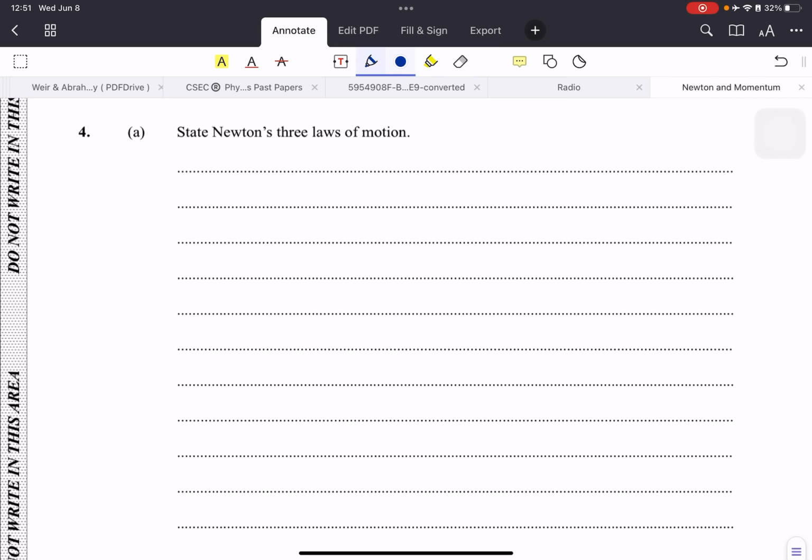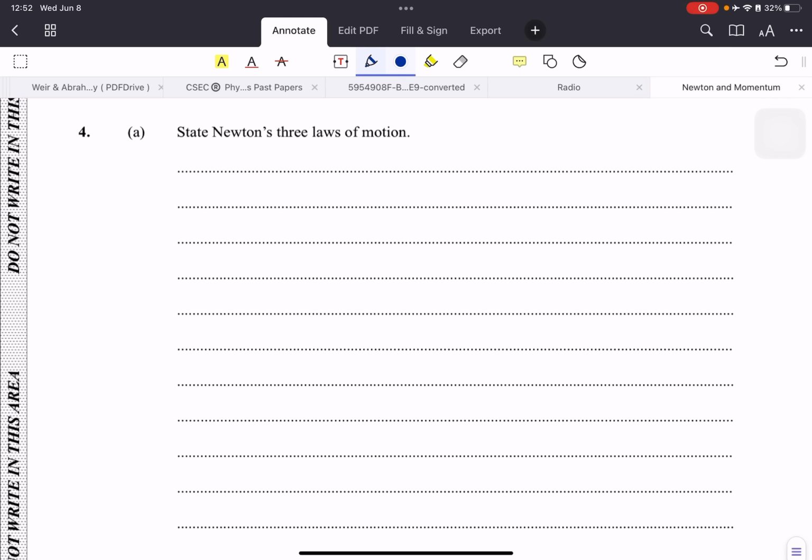So the first law is that an object will remain in a state of rest or uniform motion in a straight line unless acted on by an external or resultant force. That's something you just need to learn, right?